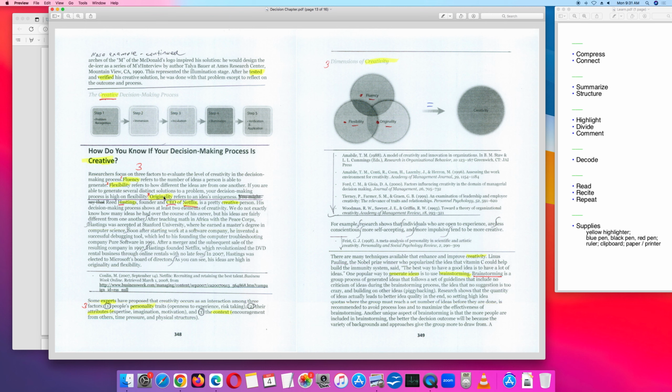Okay, so how would you summarize fluency? Number of ideas. Flexibility, different ideas. Originality, uniqueness. So number, different, unique. Notice how I'm always trying to compress. So then I do a major break here. Okay, what's this break all about? Well, it's about the CEO of Netflix, Reed Hastings. That's what this paragraph's about.